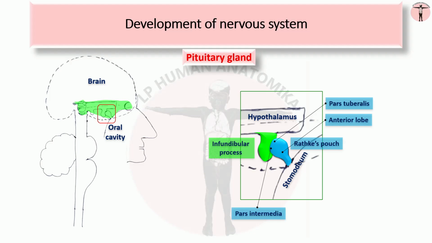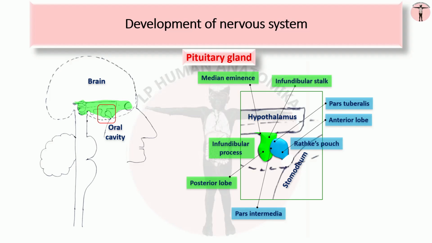As the development proceeds, gradually the anterior lobe detaches from the stomodium and becomes attached to the posterior lobe. The infundibular process, which is a neuroectodermal ventral evagination of the hypothalamus, develops into the posterior lobe, infundibular stalk, and median eminence.